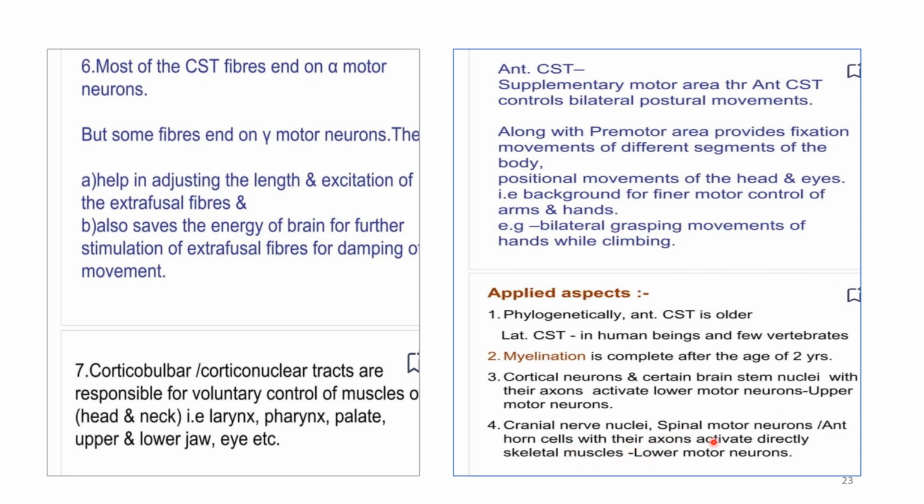Cranial nerve nuclei, spinal motor neurons and anterior horn cells with their axons will directly activate skeletal muscles, that is, with the help of the alpha motor neuron. This alpha motor neuron is called the lower motor neuron.